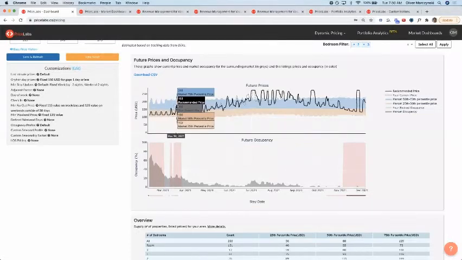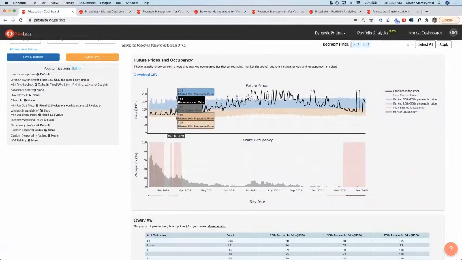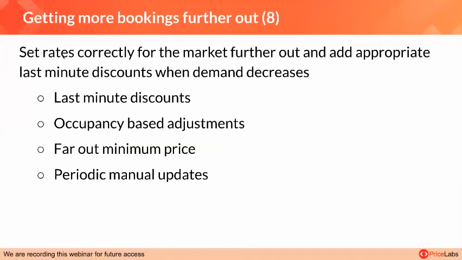And then do they get higher? And maybe that's what's keeping you from getting reservations here. So check how your rates compare to the market. And maybe last minute is the only time when you actually have a competitive rate set for your properties. So what we want to do is make sure that our rates are set correctly for the market further out. And then we're adding appropriate last minute discounts when demand decreases here.